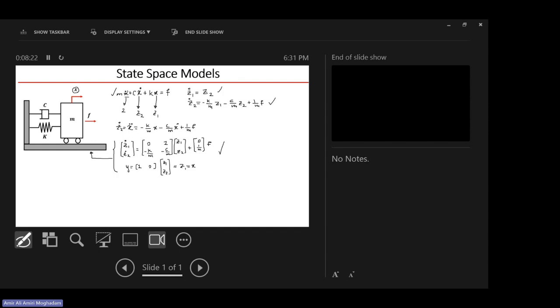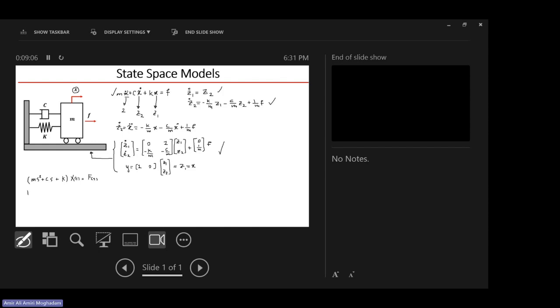For the transfer function, I'm just going to apply the Laplace transform to this equation, m x double dot plus c x dot plus k x, and that would be (m s square for x double dot plus c s plus k), everything multiplied by Laplace of x, which is uppercase X of s. That's going to be equal to F of s.